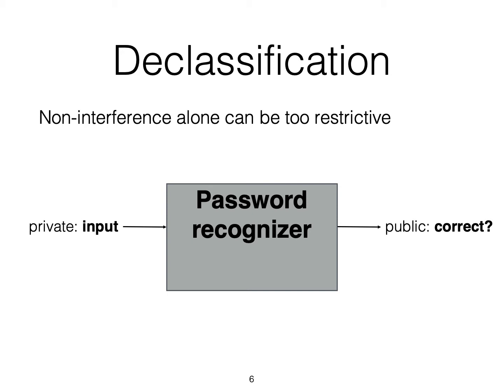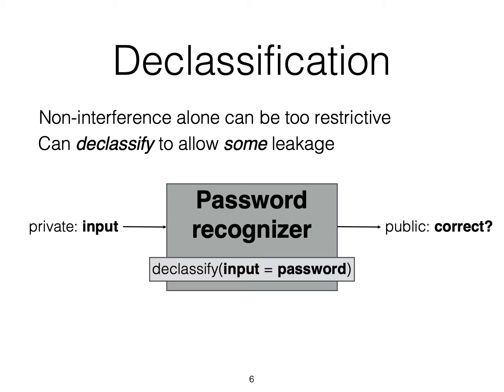Still, we wouldn't like to leak more information beyond whether or not the password is correct. What we can do to still be able to prove that we don't leak undesired information is to allow for the declassification of some information. Here, we can declassify the information about whether the input is equal to the actual password and still be able to prove that we don't leak any more information beyond that.